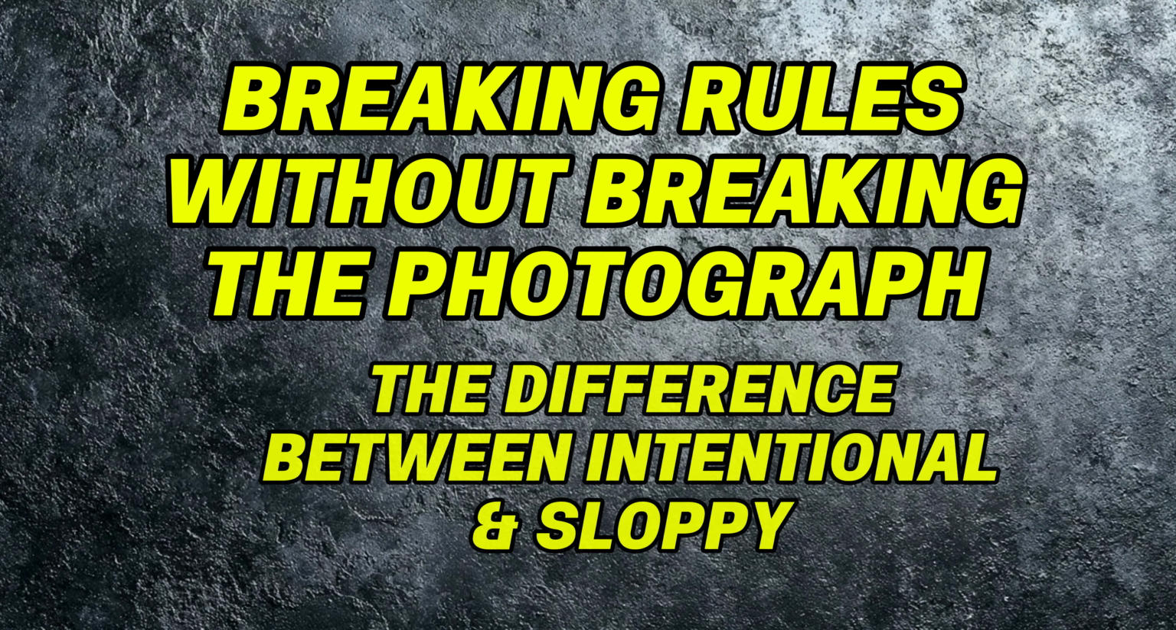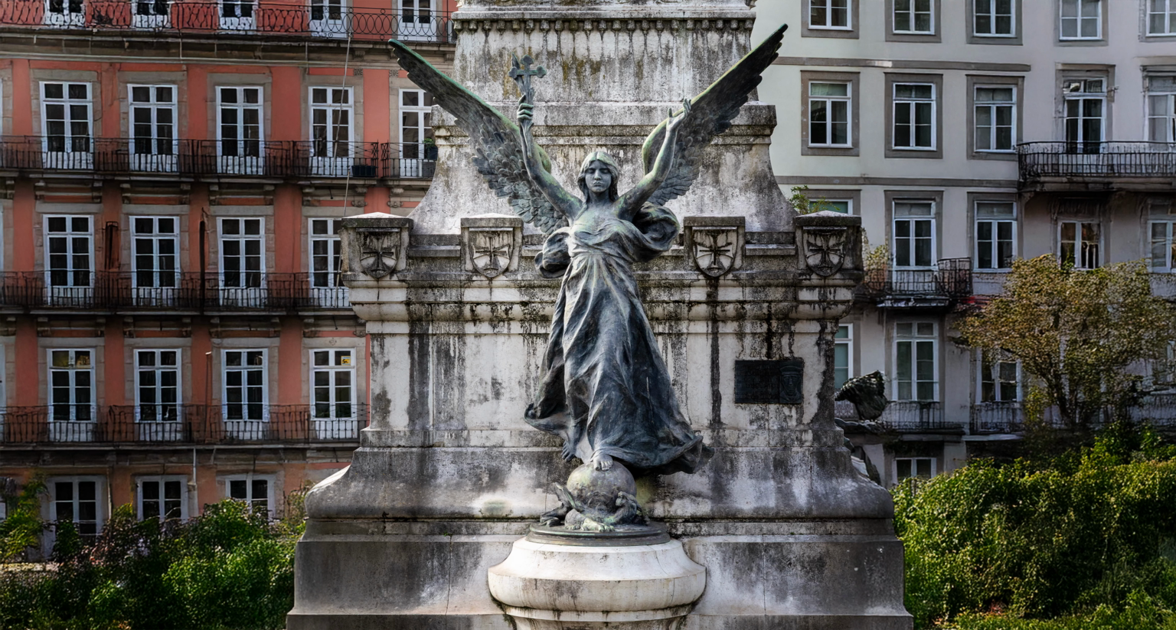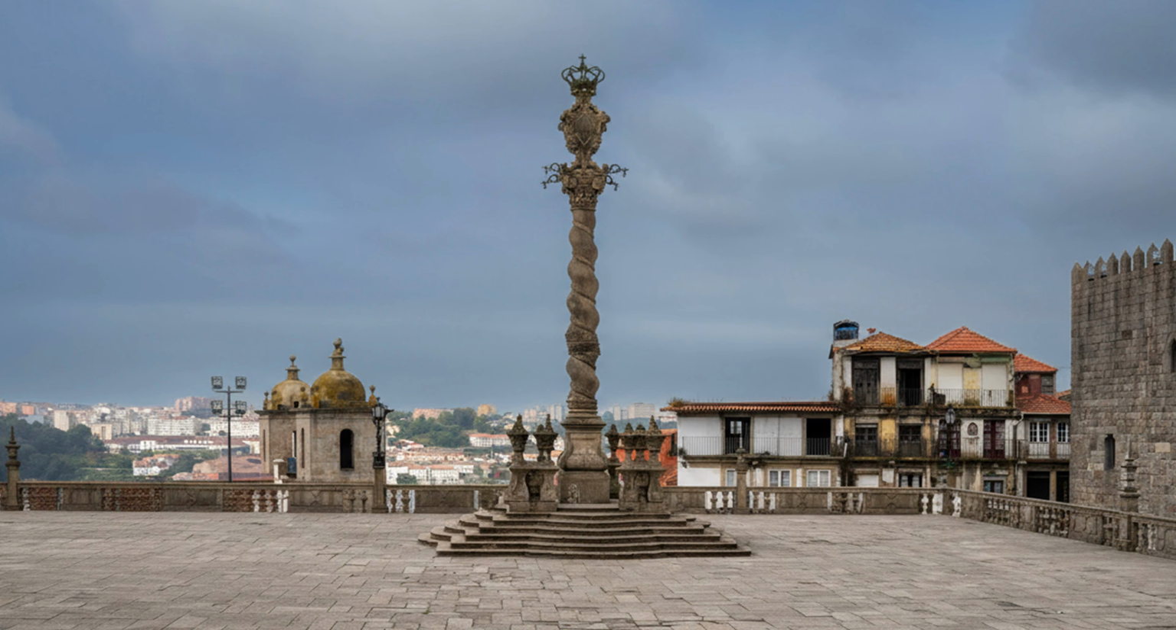Breaking rules without breaking the photograph. The difference between intentional and sloppy. Rules are meant to be broken only after you understand the job that they were meant to do. Break thirds by centering for symmetry. Break leading lines and use them for tension. Break negative space, and fill the frame for intensity. Photography encourages learning to break the rules when it's part of growth. A center subject feels powerful because it's a choice, not a default.